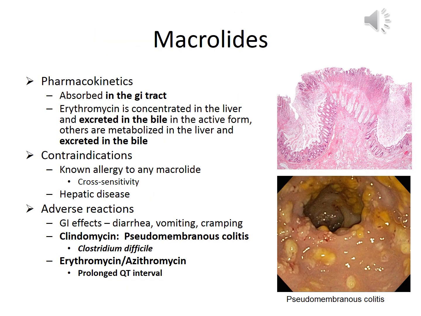The pharmacokinetics of macrolides, again, these are primarily used orally. We don't have injectable forms of these drugs. It's concentrated in the liver and excreted in the bile in the active form, which means we have a fairly high concentration of erythromycin in the GI tract, moving downstream from where the bile enters the duodenum. The other ones are metabolized in the liver, and they're also excreted in the bile.